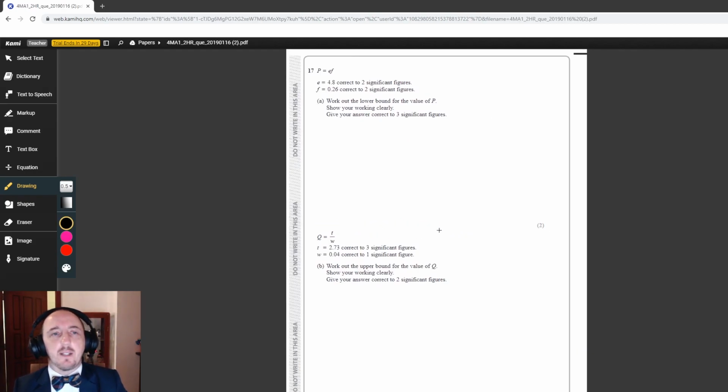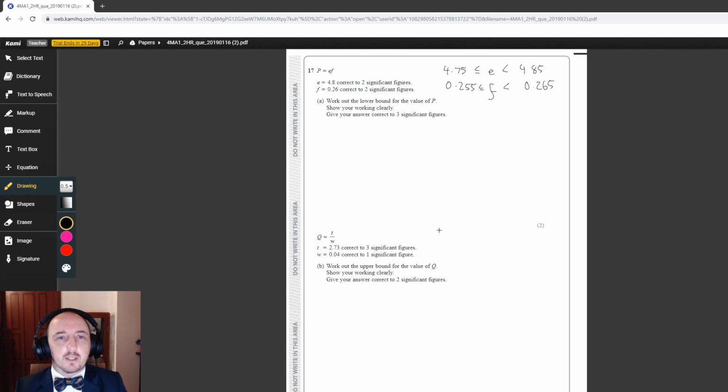Question 17 is a bounds question, so we need to work out what E is to 2 significant figures. It could be 4.75, and it could go up to 4.85. For F, we could have 0.255, and that could go up to 0.265.